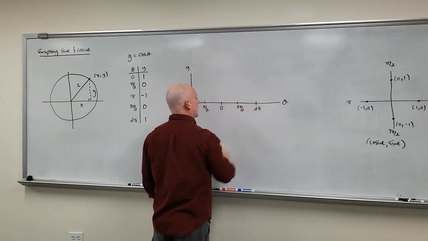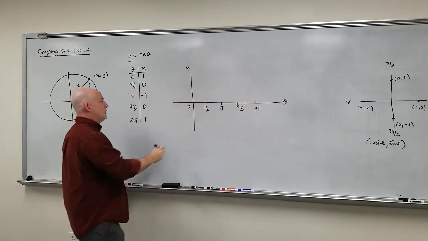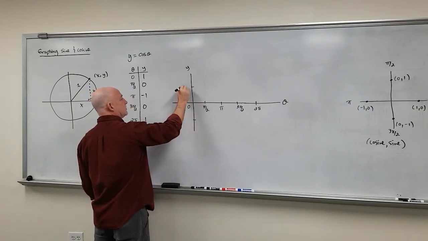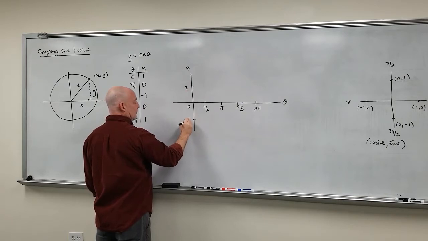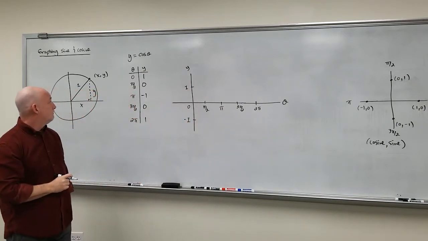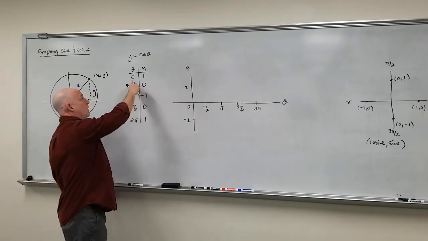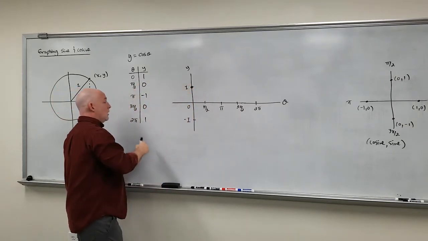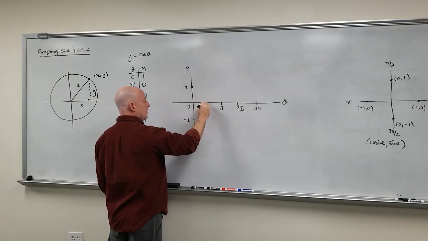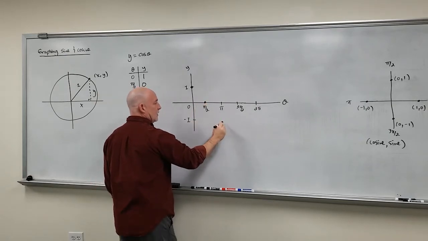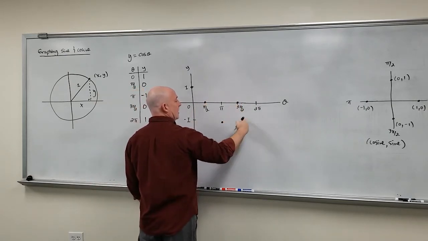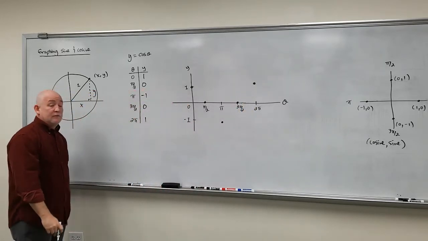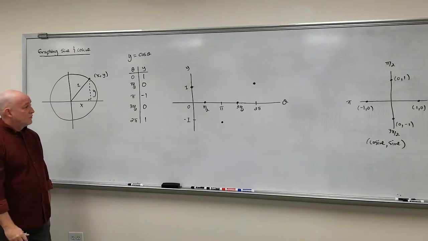All right, so let's plot these points just like we did before. Now, the range of cosine is exactly the same. It's from -1 to 1, so we're going to put those on there. Let's plot our points. When theta is 0, y is 1, so that's the point up here. Pi over 2, 0. Pi, -1. 3 pi over 2 is at 0, and 2 pi is at 1. All right, we get 5 points, but notice they're definitely spaced differently.